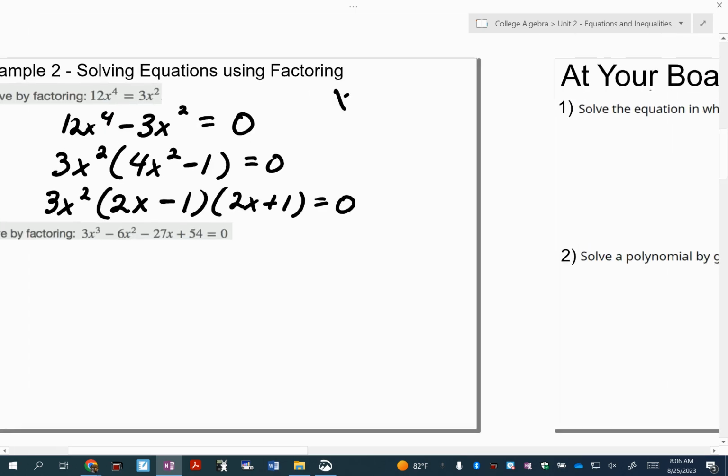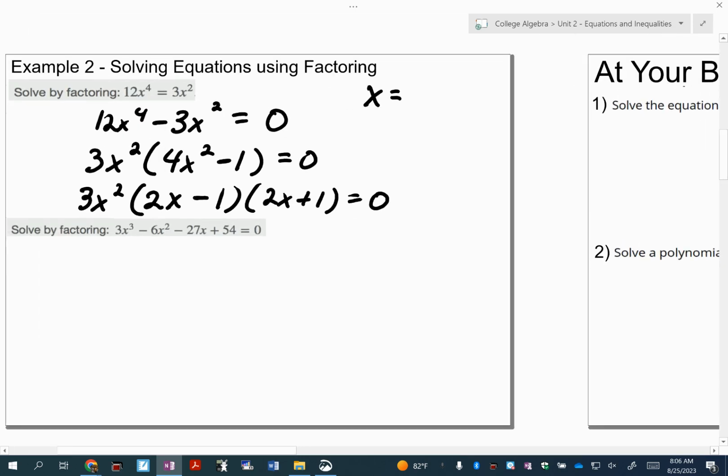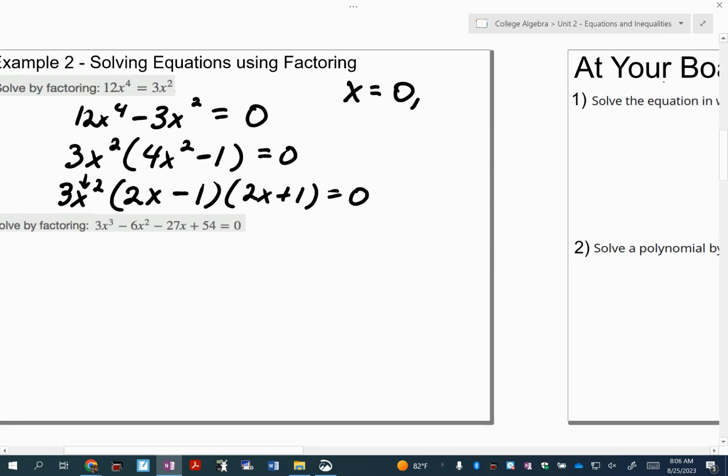So there's going to be three solutions here. They're going to come from these factors. If I set 3x squared equal to 0, I get 0 would make that true. Then if I set 2x minus 1 equal to 0, I would get positive 1/2. And if I set 2x plus 1 equal to 0, I get -1/2.